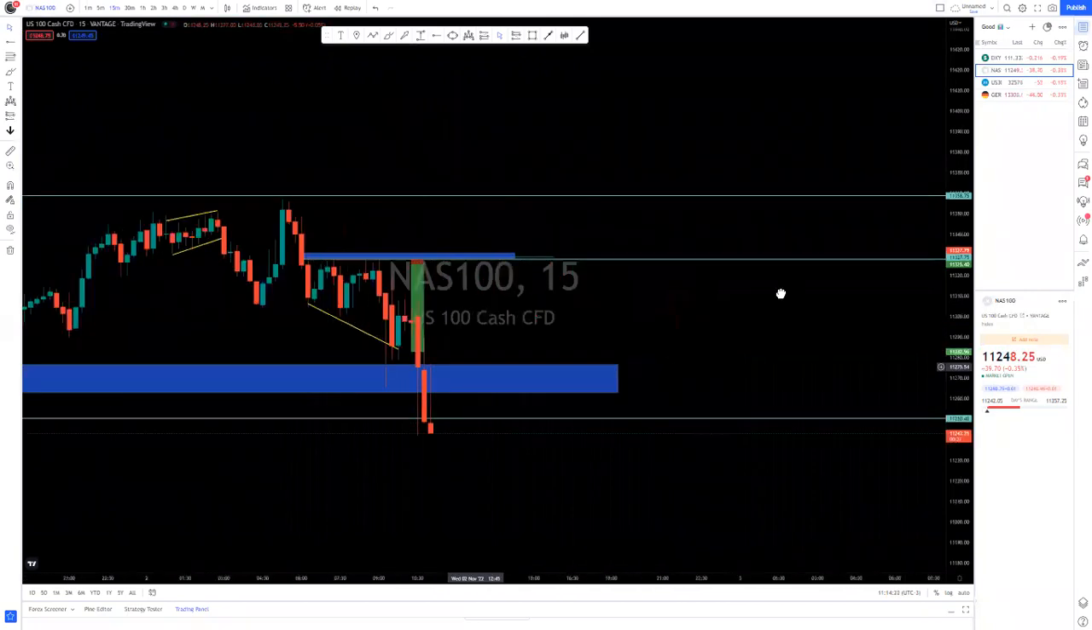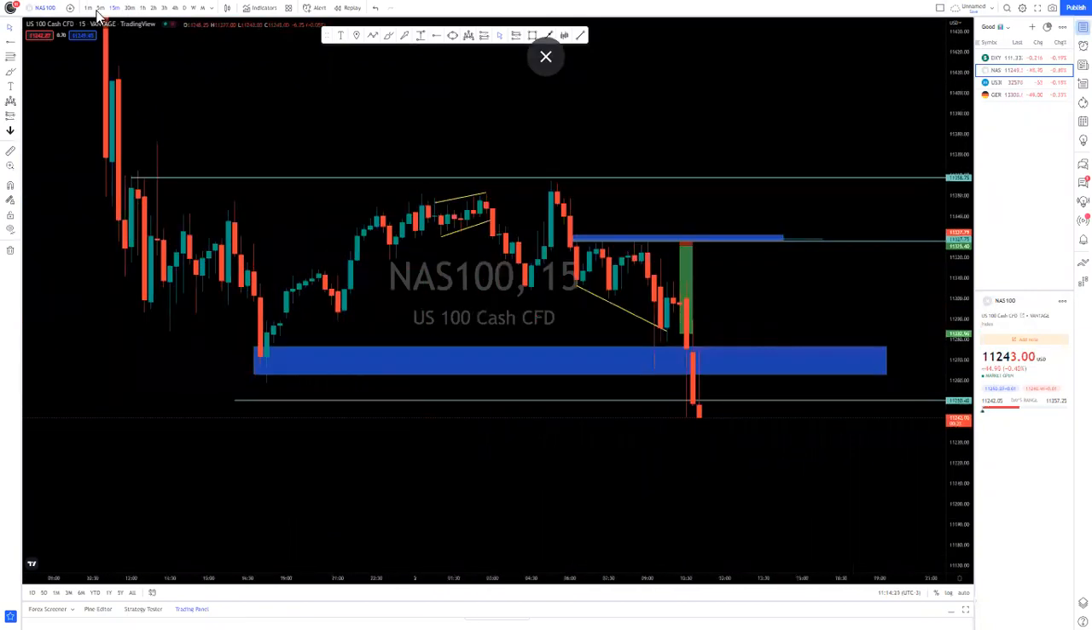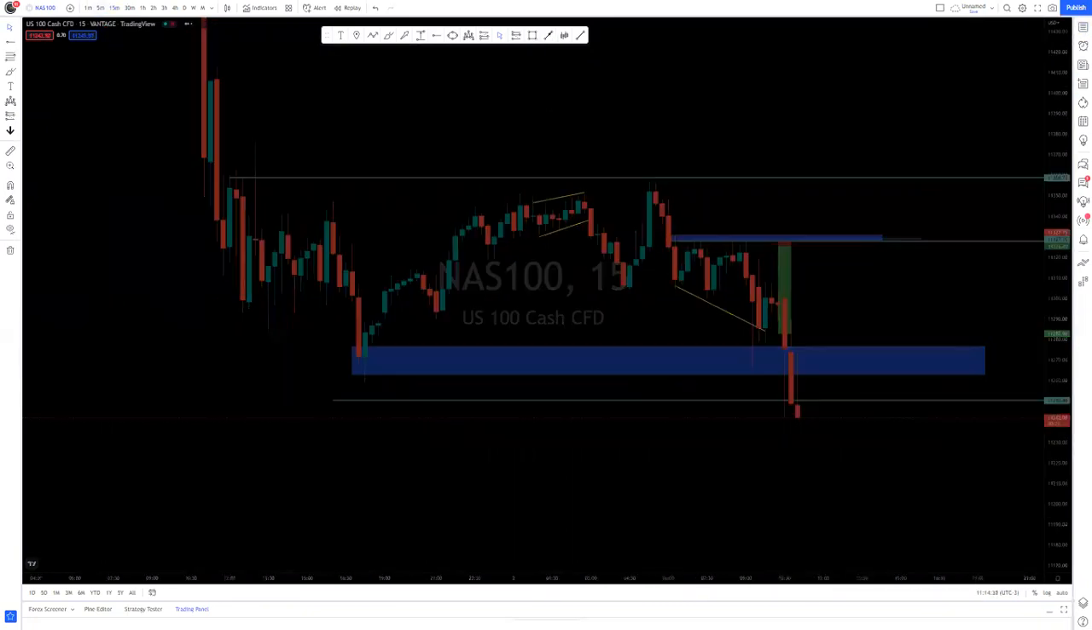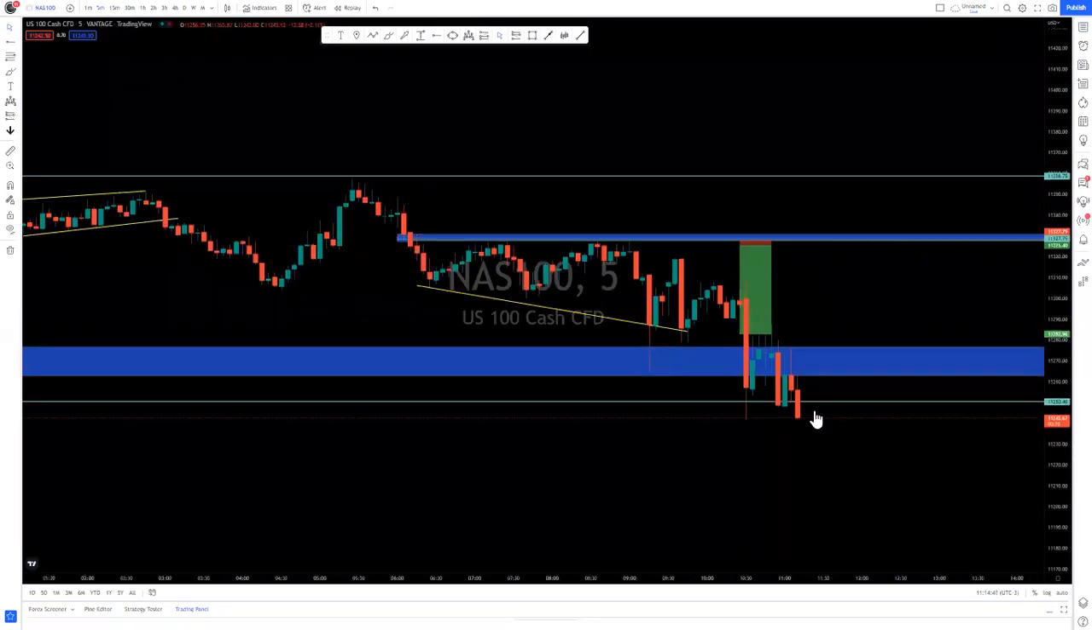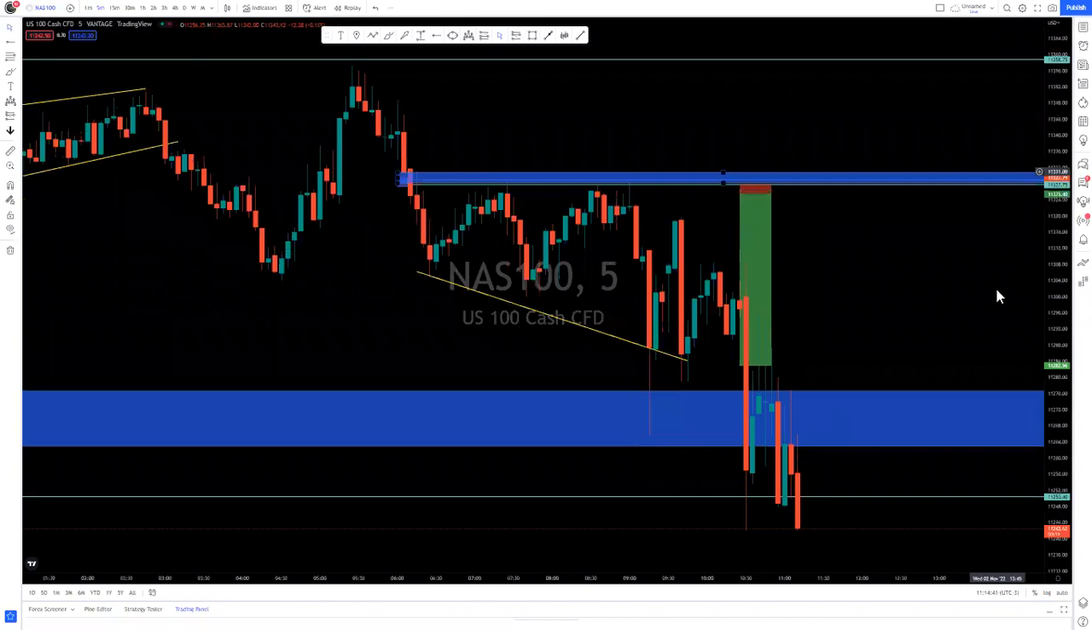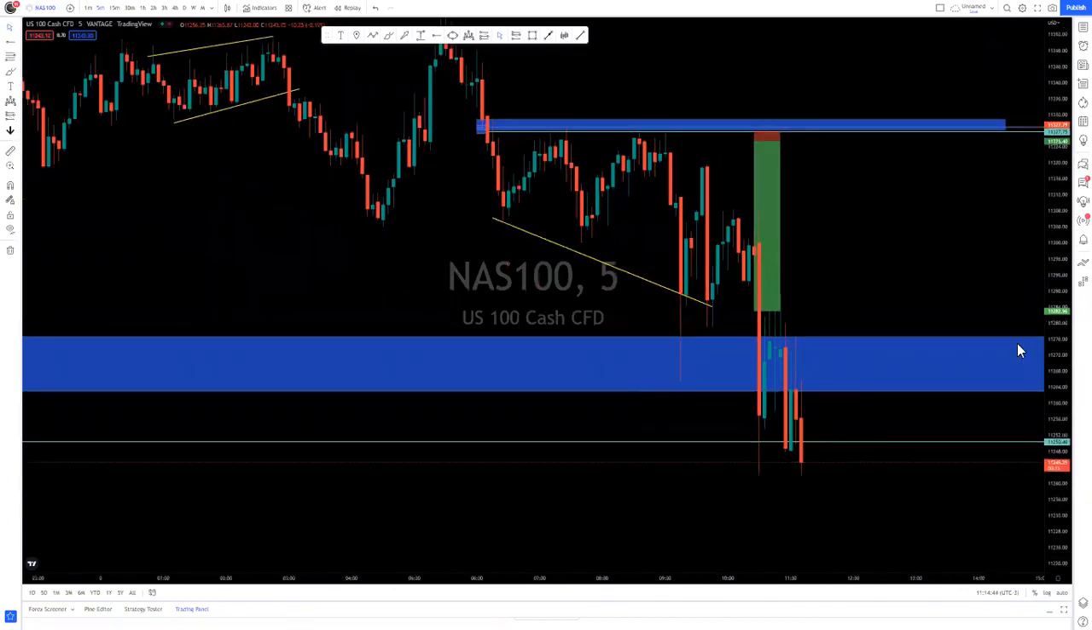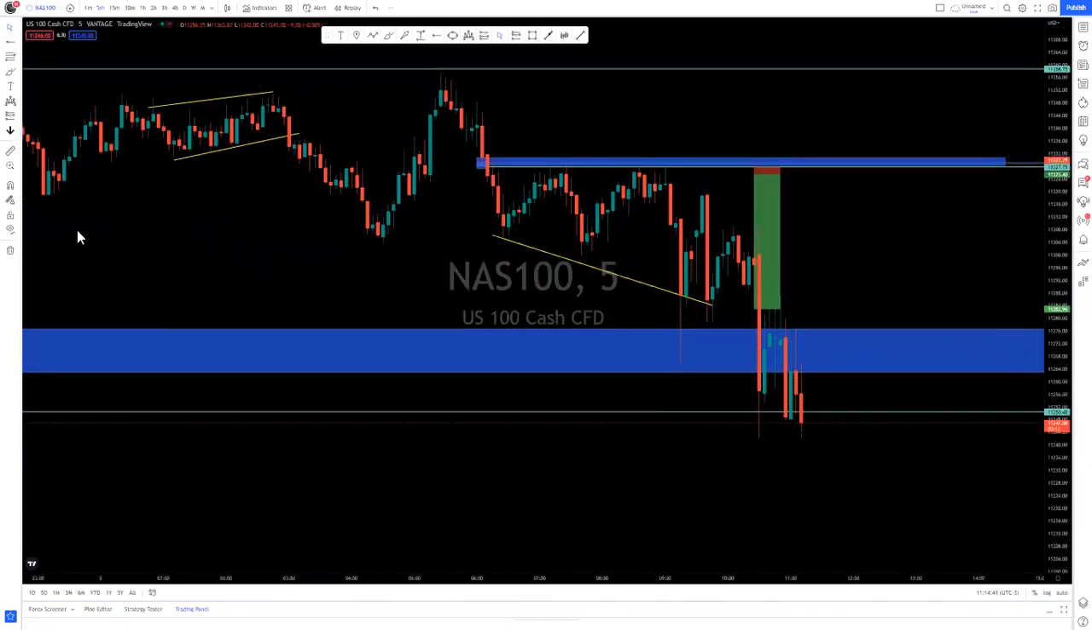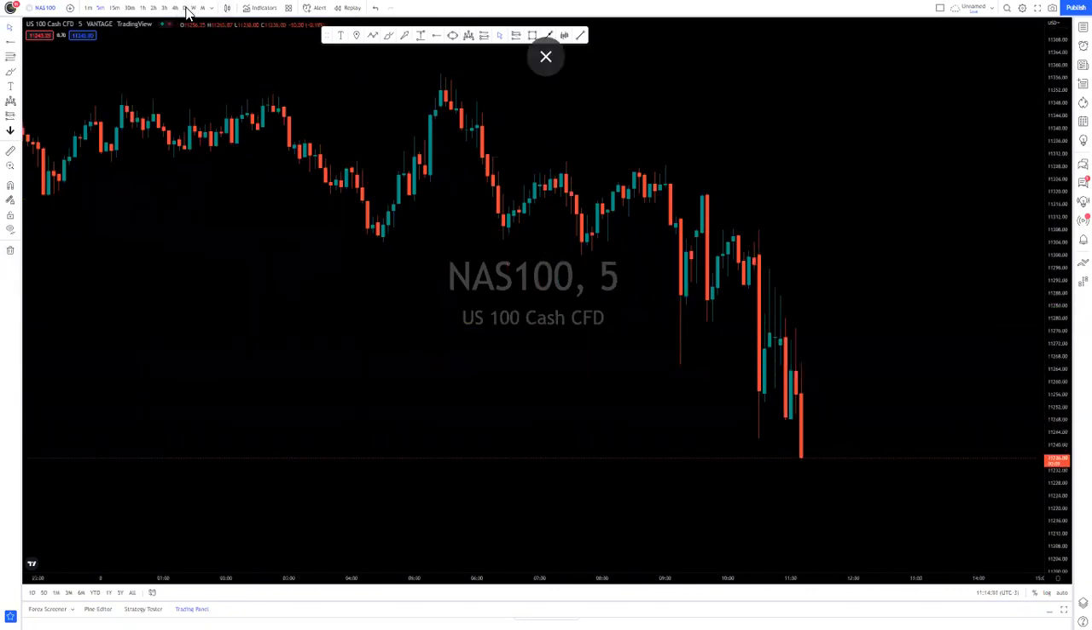You see the sell? I caught it. Sorry guys, I didn't send it, but I caught the sell, and it was here. Sorry, I didn't send it to you guys. It was simple for me. Can you see?